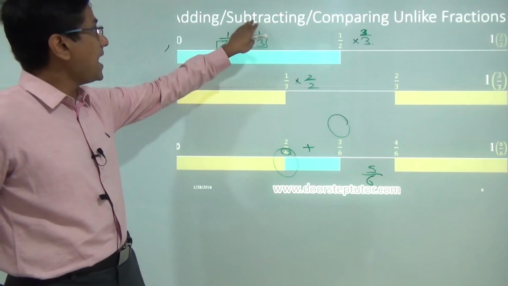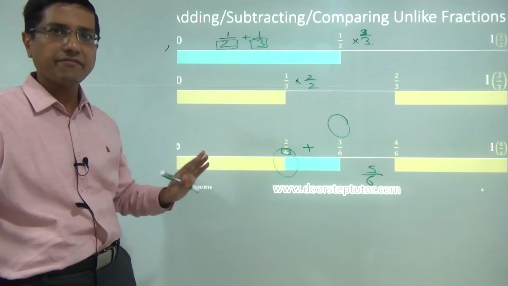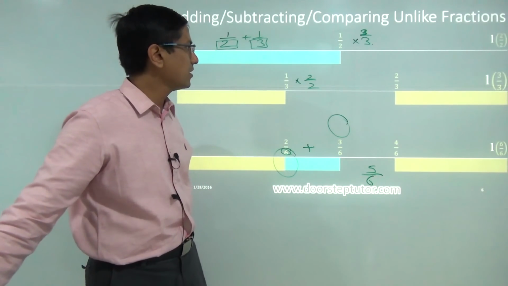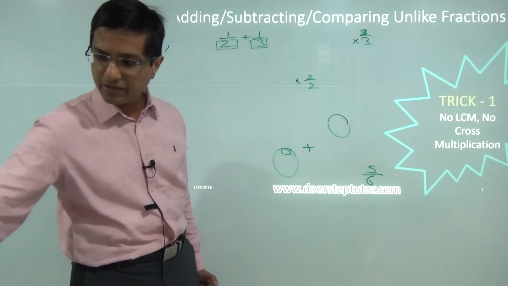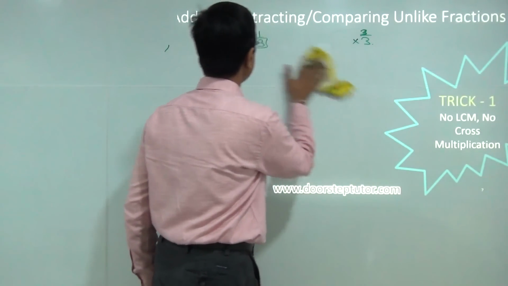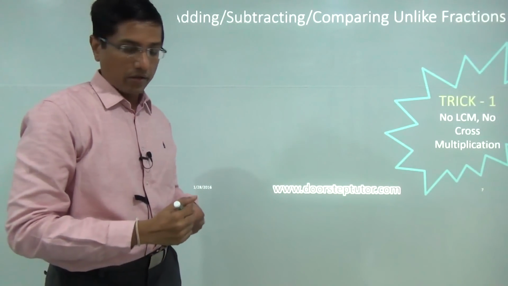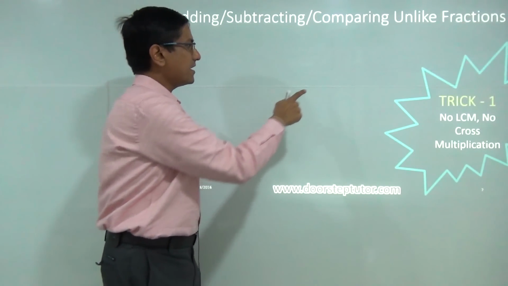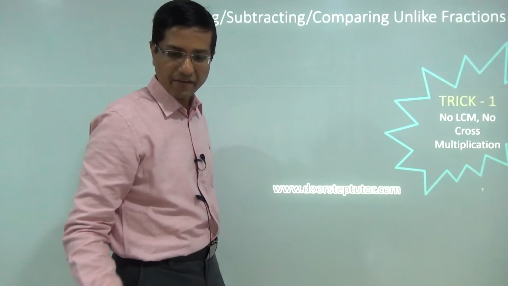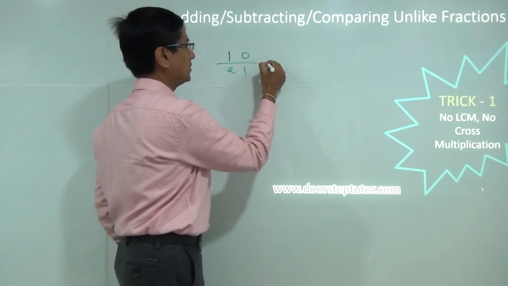So to add, subtract or compare unlike fractions, we first have to convert them to like fractions. That is, we have to make their denominators the same. Now this is our first trick, and you should really use this trick. This is a very important trick. The trick here is to quickly add, subtract or compare unlike fractions. Let's understand this trick with an example.